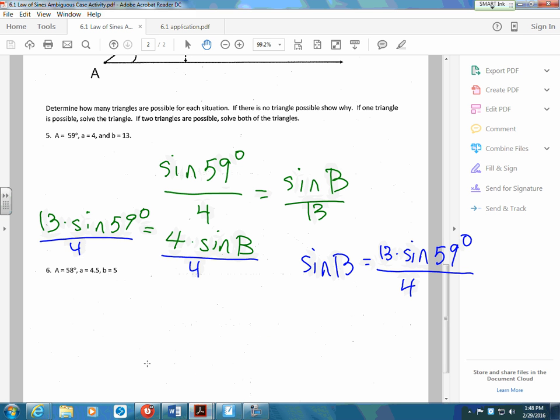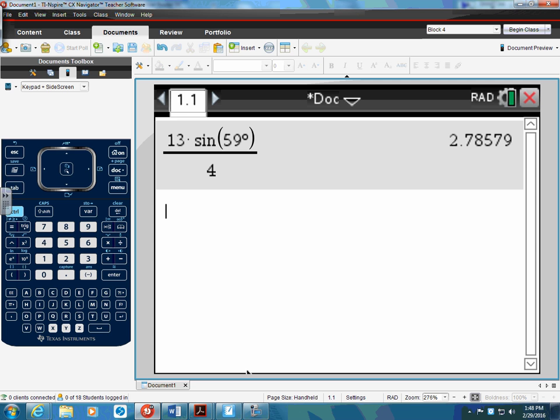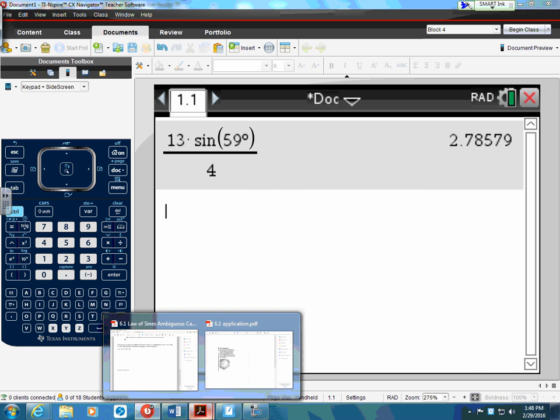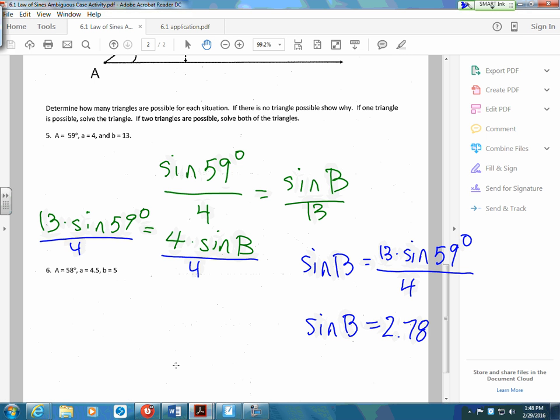So that means I'm getting that the sine of angle B is 2.79. Did I say that right? Yes? Close enough? All right, so 2.79. We're just going to go with that.